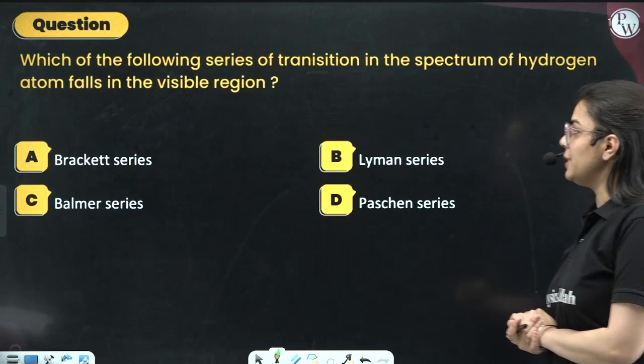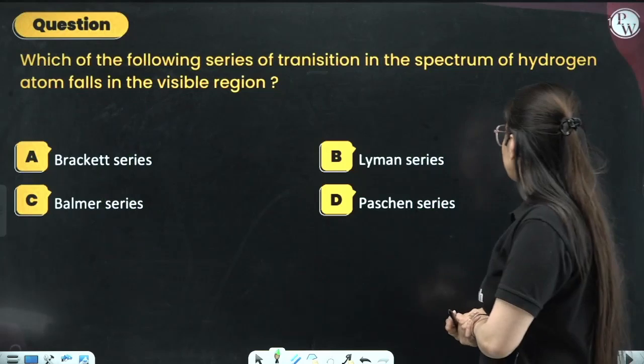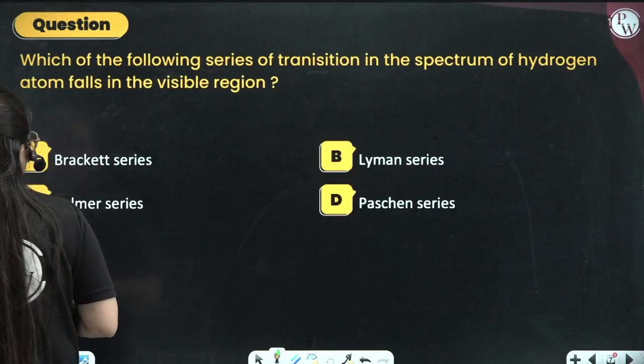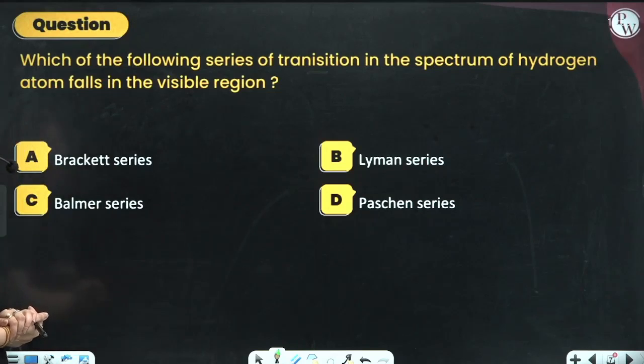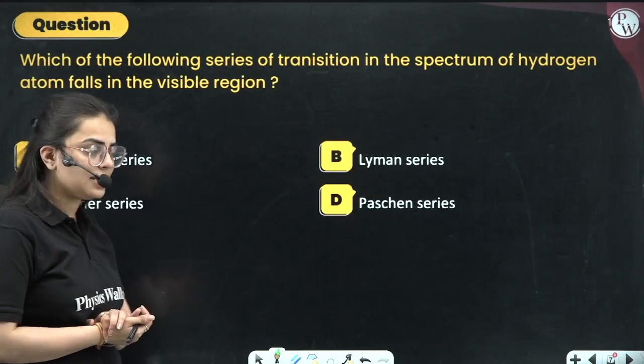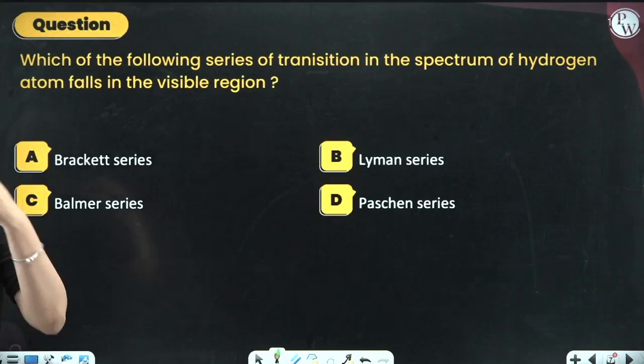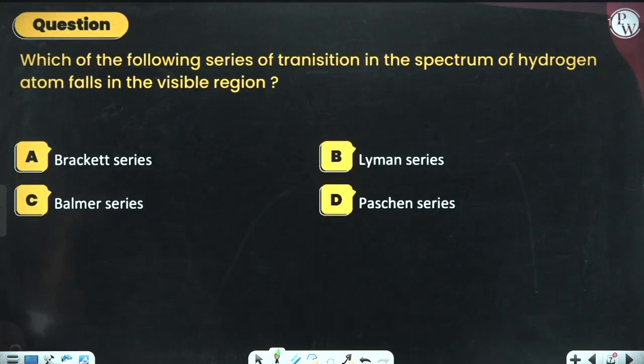Now comes next question. Which of the following series of transition in the spectrum of hydrogen atom falls in the visible region. Okay, A option is Brackett series, B option is Lyman series, C option is Balmer series, and D option is Paschen series. So what do you think, students? It will fall in which category?